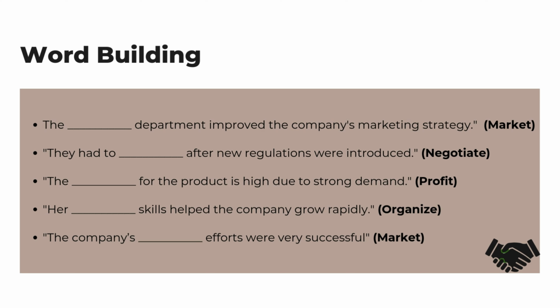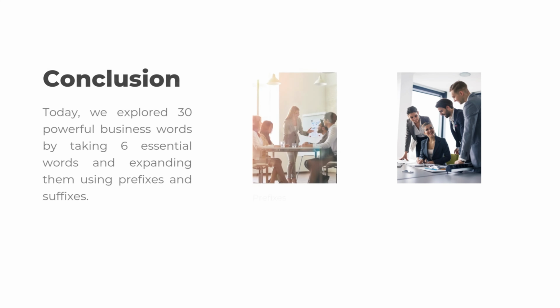Number 4. Her something skills help the company grow rapidly. What kind of skills did she have? Organizational skills. Good. And the last one, the company's efforts were successful, increasing brand awareness. What kind of efforts? So they wanted to market their products to their customers again. Their remarketing efforts were successful. Very good. That was excellent.